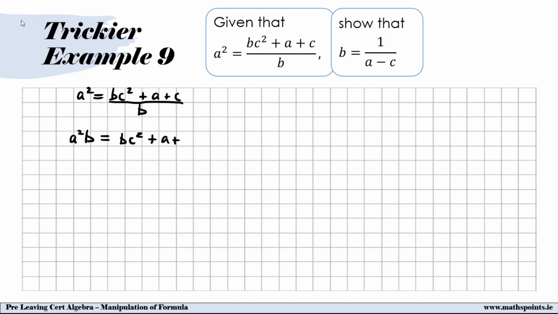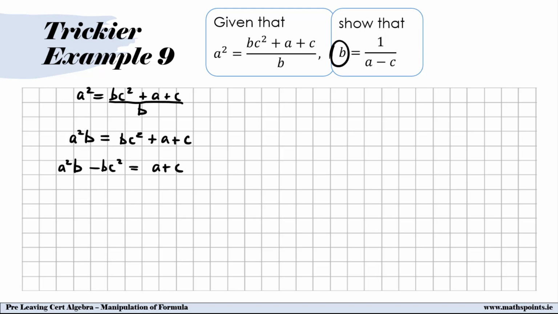and on the right hand side bc squared plus a plus c. I'm trying to make b the subject of the formula, and so I'm going to collect all the b terms on the left. So I have a squared b, and to get the bc squared onto the left, I'm going to subtract bc squared from both sides, equals, and then I have a plus c on the right hand side. So again, another example where we have two occurrences of the letter we're looking to make the subject of the formula. And so what we're going to do is factorize the left hand side.